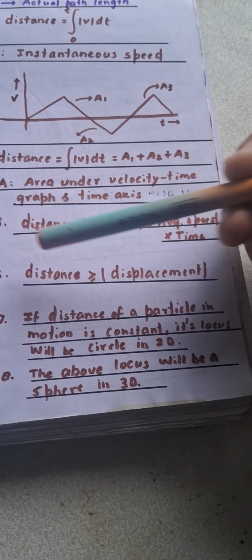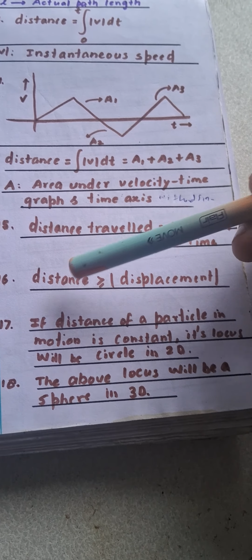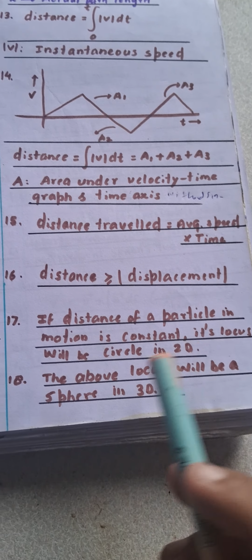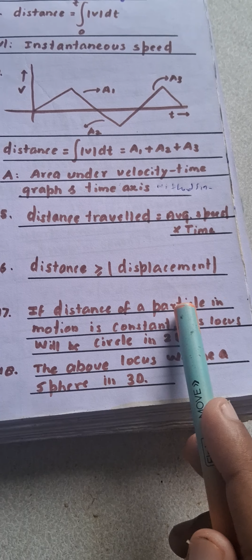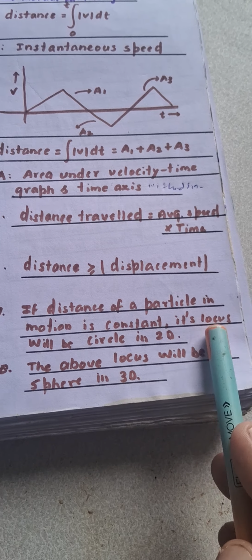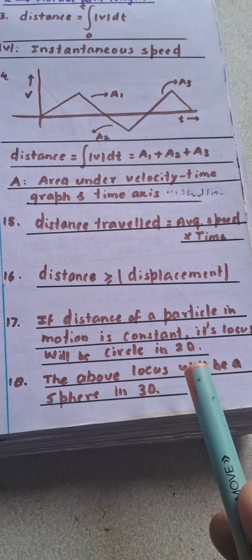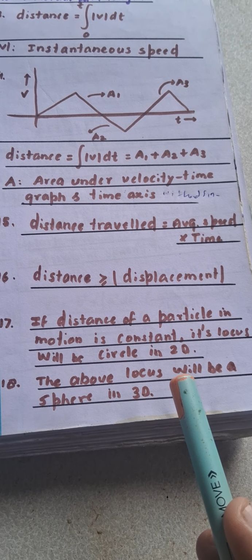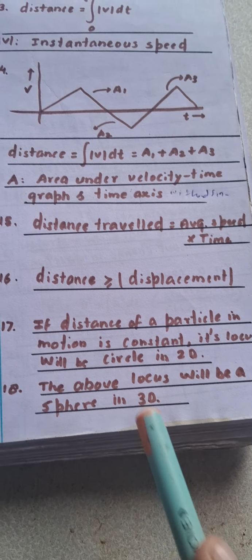There is another important point that distance traveled is equal to average speed into time. Another point is distance is always greater than or equal to magnitude of displacement. Another point is if distance of a particle in motion is constant, its locus will be circle in 2D. So suppose a particle moves in a way that its distance from a fixed point is constant, then its locus will be a circular motion in 2D and it will be a sphere in 3D.